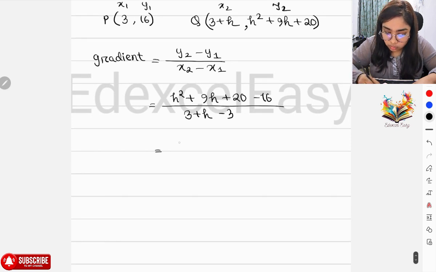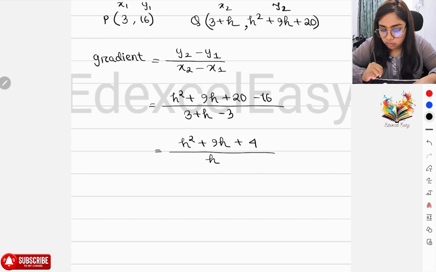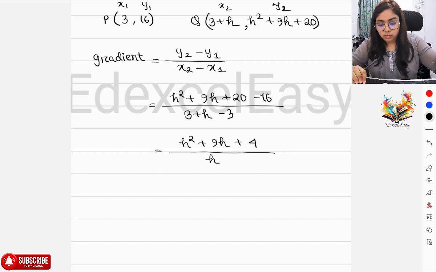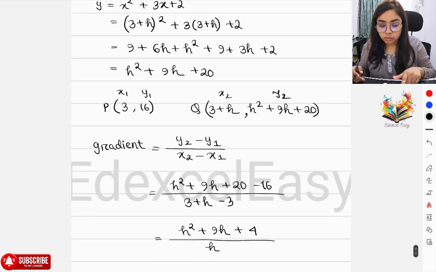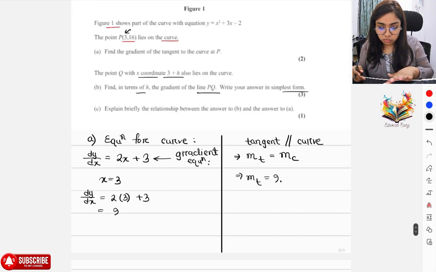Now after this I can clearly understand it will be h squared plus 9h plus 4 divided by just h, right? Yeah, that was the gradient for the line PQ. I don't think I can simplify it more. One minute, let me see if I can factorize the numerator using the middle term. 1, 9, 4. Yeah, I cannot factorize it. Okay, so that is the equation for your gradient for the line PQ.